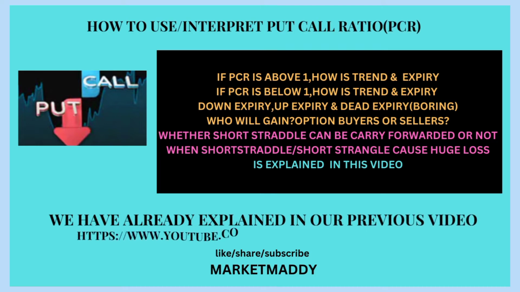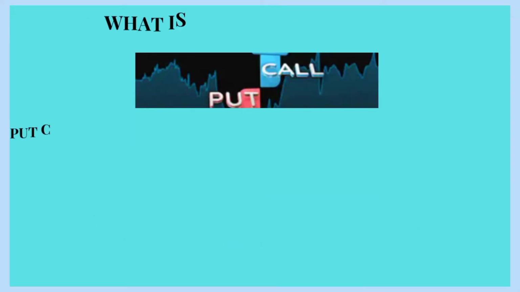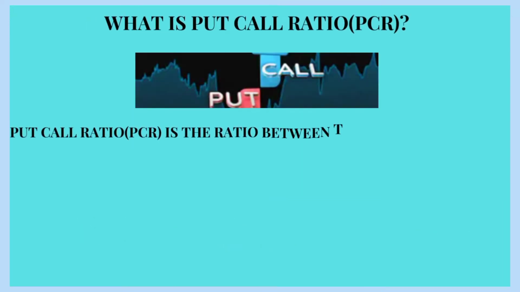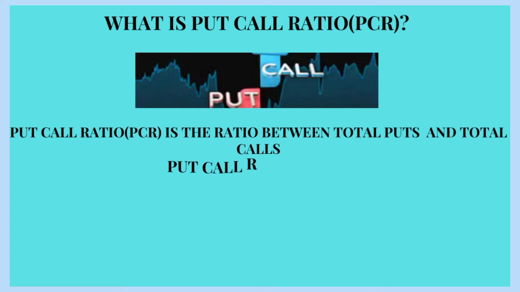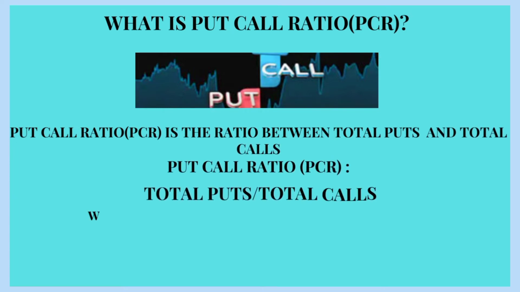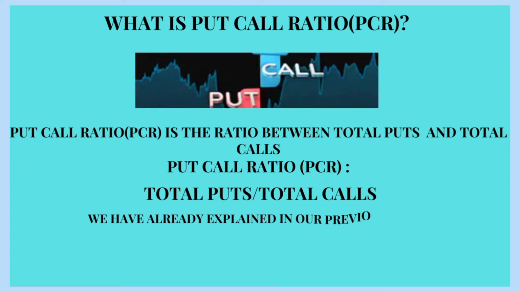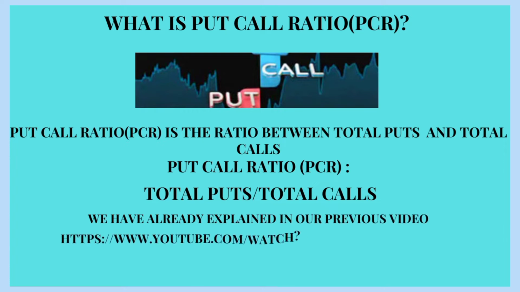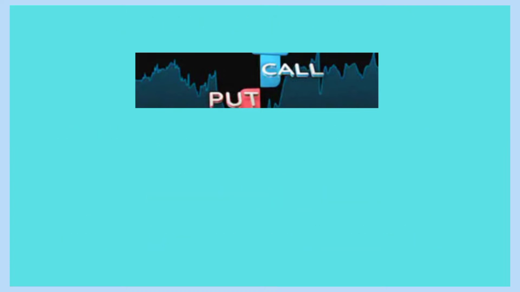First, what is put call ratio? PCR, put call ratio, is the ratio of total puts and total calls. How to calculate PCR is already explained in our previous video through option chain. The link of the previous calculation is given in the description. We will now explain why put call ratio is important. How is it useful for option traders?